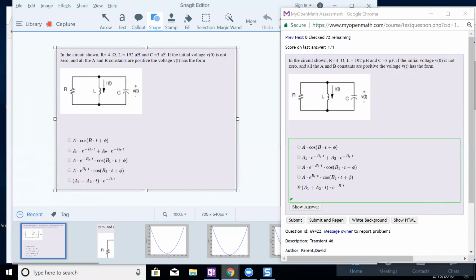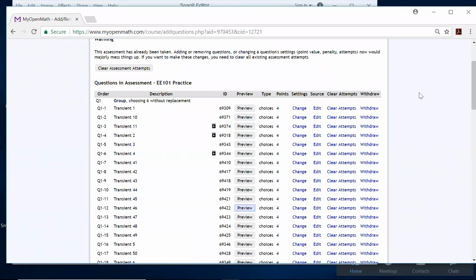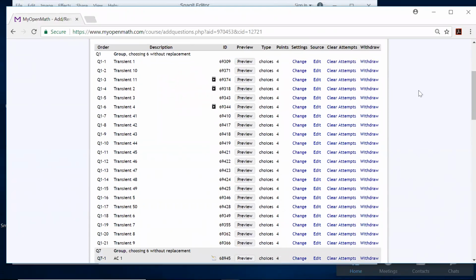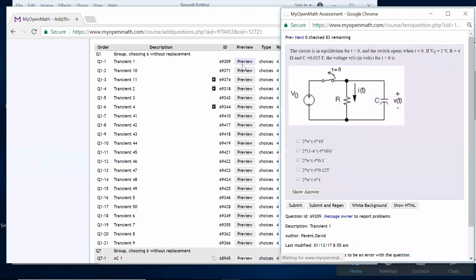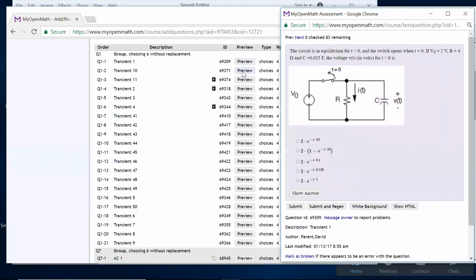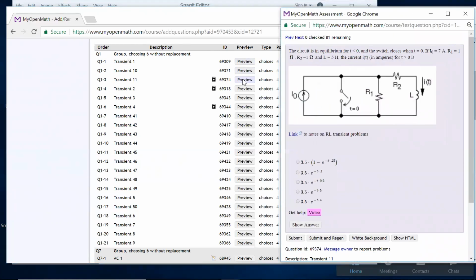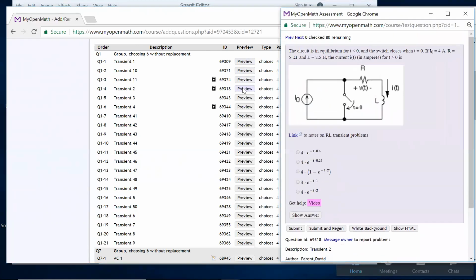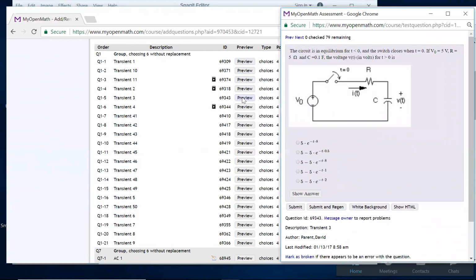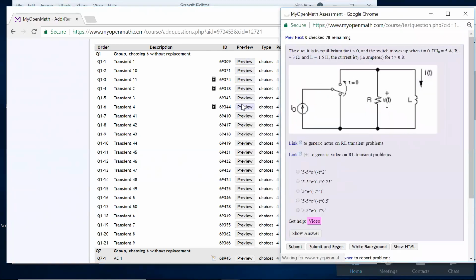we've hit, you know, this is the bank, right? It says it right here. Choose 6 of these randomly and then give them random numbers, okay? So we've got first order, switch is opening, RC. First order, RC, switch is closing. RL, switch is closing. RL, switch is closing. RC, switch is closing, right?